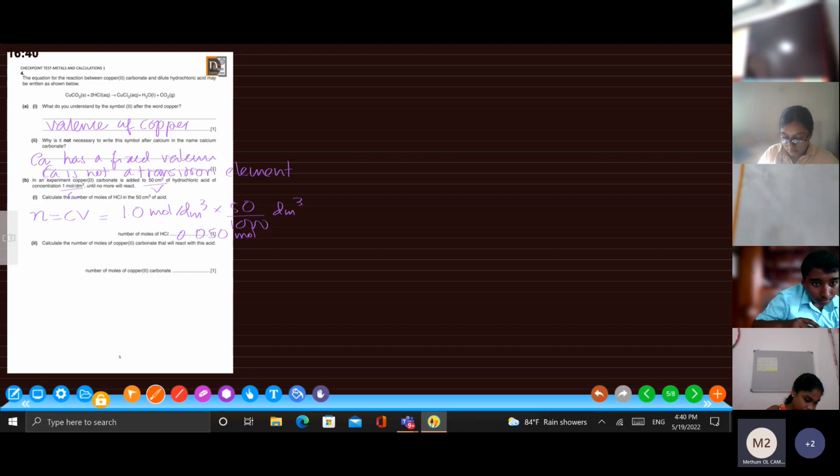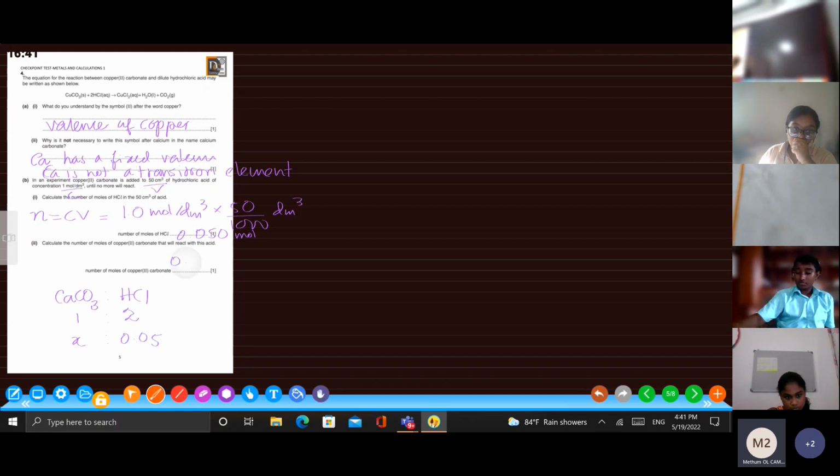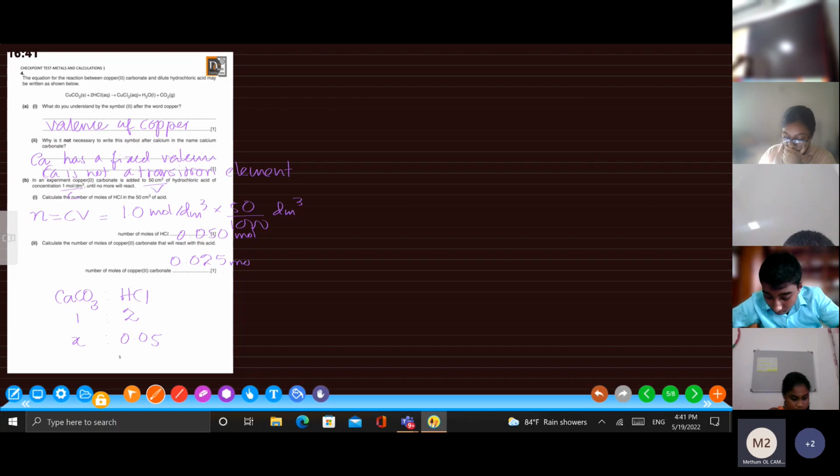0.050. Calculate the number of moles of copper carbonate. Then you have to use the ratio, because first of all you have to apply stoichiometry. The moles will be 0.05, and then this should be 0.025 moles. Cross multiply. We know this, and we have to find this.